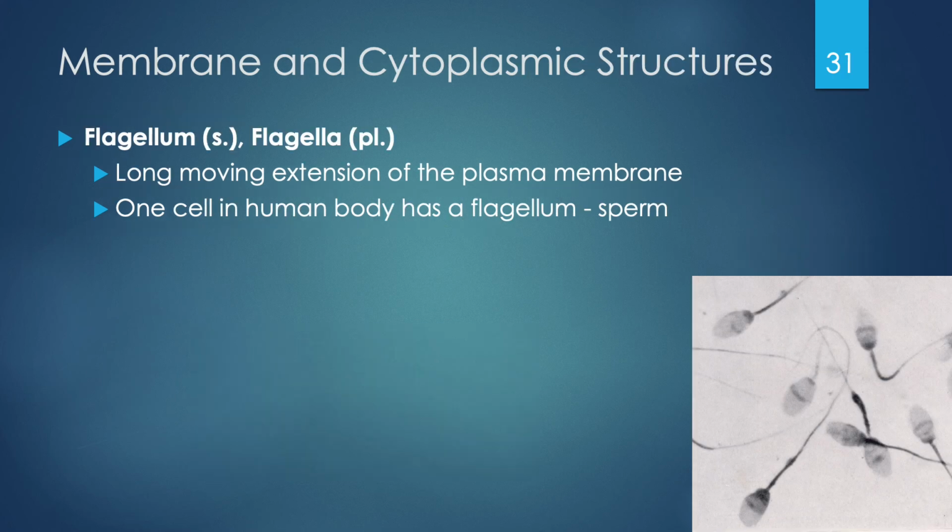A flagellum, which is singular, or flagella, which is plural, are really just long moving extensions that stick off of the end of the plasma membrane. And flagellate is a verb that basically means whip, right? So the flagella whips along behind and it propels the cell forward. And there's only one cell in the human body that has a flagellum, and that is a sperm cell. And it's important to note that if there is any dysfunction whatsoever in the flagella of the sperm cells, those cells would then have problems with fertility.